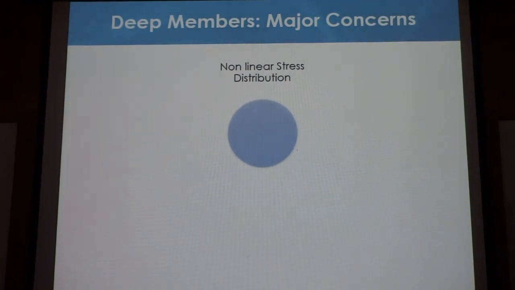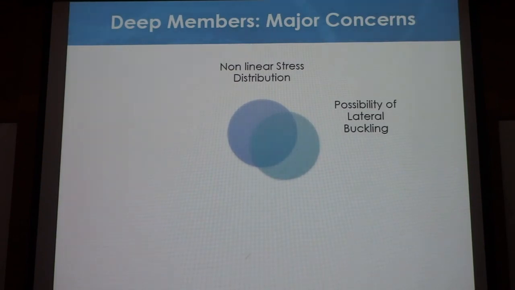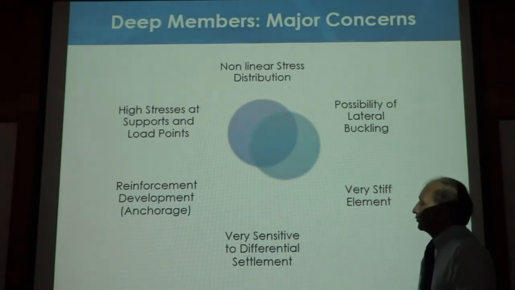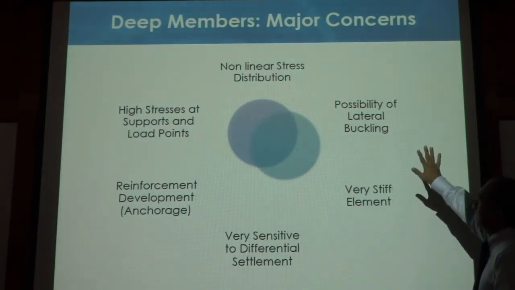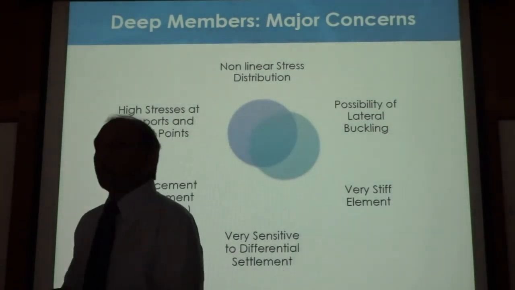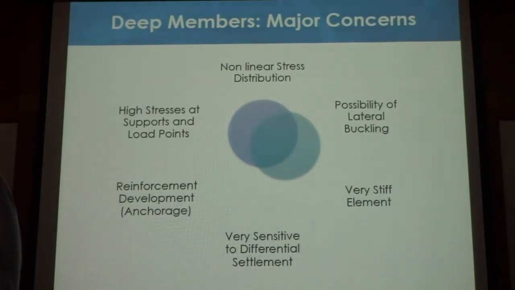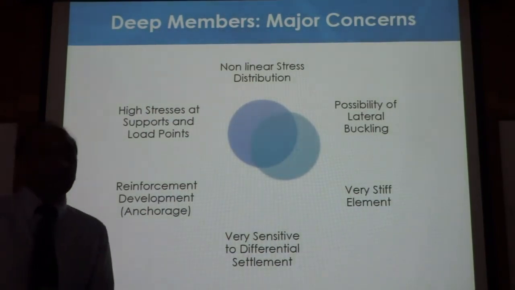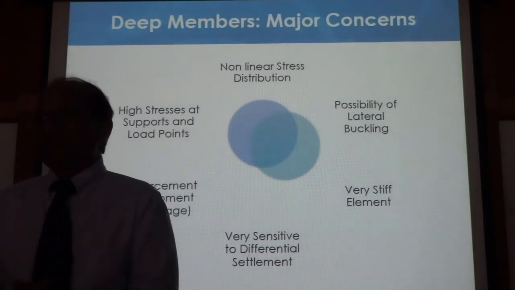Also, we talked about this one, non-linear stress distribution, possibility of lateral buckling. These are the issues with deep members that we normally do not encounter in normal members. High stress at supports and load points, reinforcement development and anchorage, very sensitive to differential settlement, and very stiff elements. So these are the special characteristics of deep elements, things that you normally do not encounter in normal members, right? And when we design deep members, we have to consider all of these, and we will come back to them when we talk about deep members like transfer girders and many things like that, right?